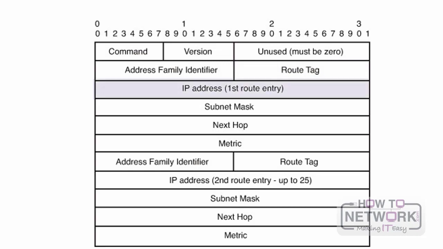IP address specifies the IP address of the destination. Subnet mask contains the subnet mask for the destination. Now, if this field is 0, no subnet mask has been specified for the entry. Next hop indicates the IP address of the next hop where packets are sent to reach the destination. And metric indicates how many router hops to reach the destination. The metric is always going to be between 1 and 15 for a valid route, since 16 would indicate an unreachable or infinite route.